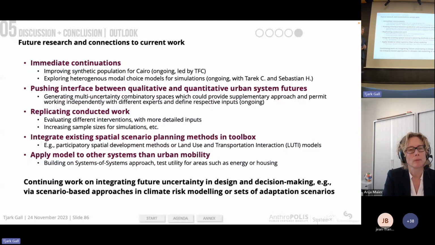And on a more personal side, also trying to see how the methods which we developed can be used in other fields, such as, for example, climate risk modeling, working with different adaptation or climate adaptation scenarios and so on. So this is another ongoing part.